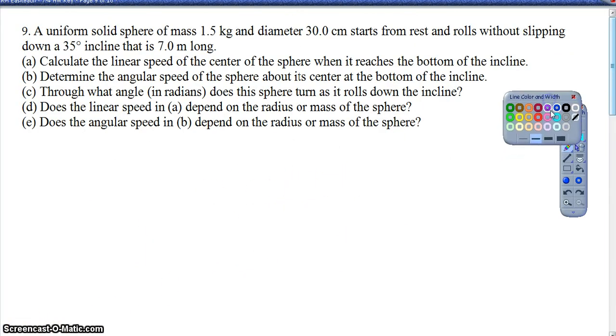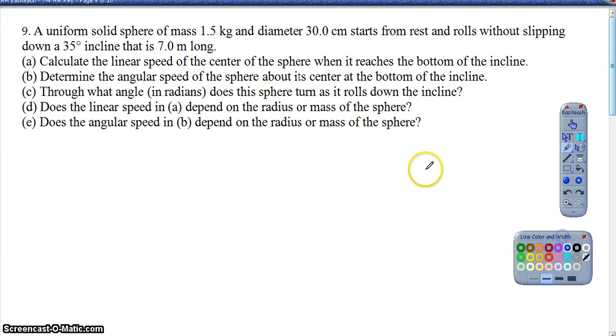So then question 9. Question 9 at first looks like it's going to be pretty intimidating because they give us these 5 parts. If you take it one step at a time, I think, hopefully you would agree, it's maybe one of the easier questions on the homework. For part A, they say calculate the linear speed of the center of the sphere when it reaches the bottom of the incline. Again, that's the same type of relationship we've seen a few times now.